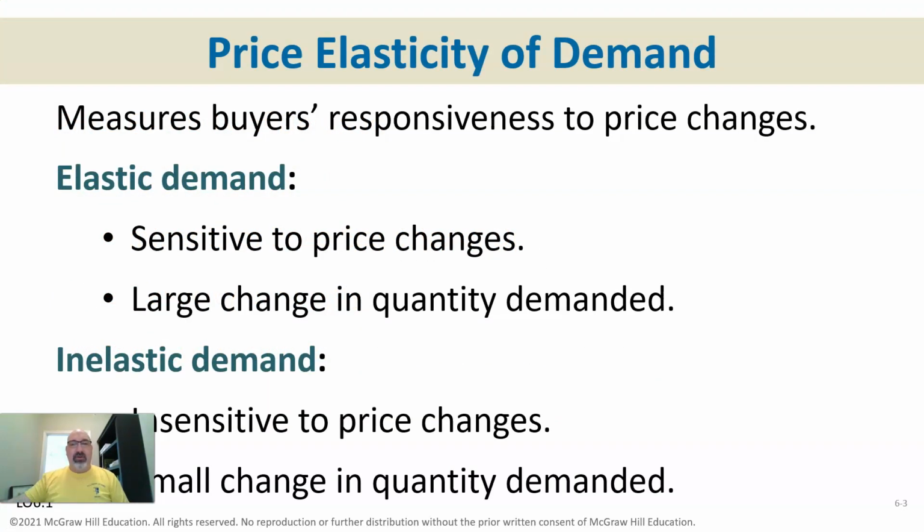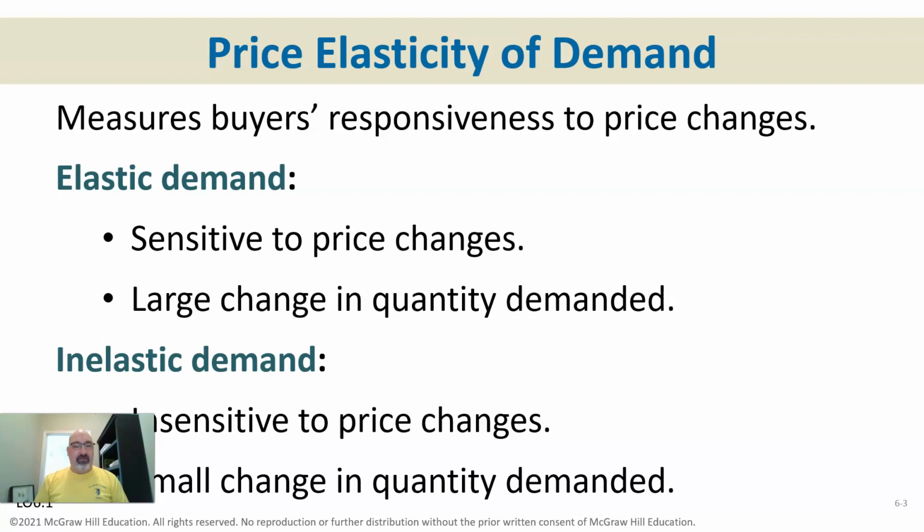So price elasticity of demand. There's going to be at least four elasticities. I think there's five elasticities here. But this is the first one and the big one. Price elasticity of demand, and we'll denote this one as E sub D. It measures buyers' responsiveness to price changes. So how responsive you are to a change in price.